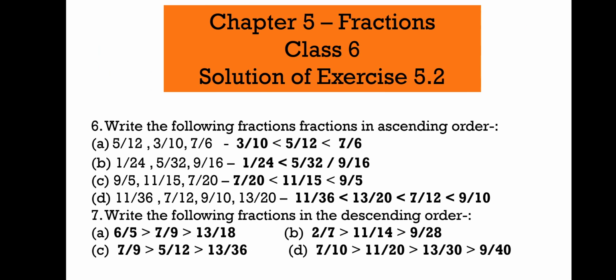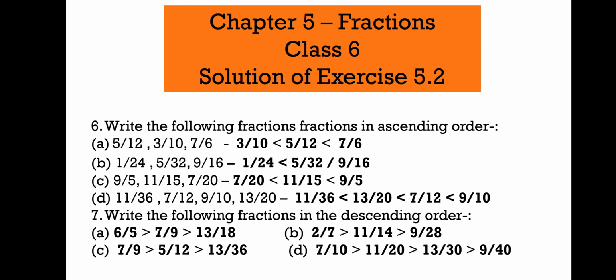Sixth question. Write the following fractions in ascending order. Now 5 upon 12, 3 upon 10, 7 upon 6: 3 upon 10 is less than 5 upon 12 is less than 7 upon 6. Then 1 upon 24, 5 upon 32 and 9 upon 16: 1 upon 24 is less than 5 upon 32 is less than 9 upon 16. So lowest is 1 upon 24. Ascending order is smaller to greater. So 9 upon 5, 11 upon 15, 7 upon 20, that is 7 upon 20 is the smaller. So that is how the order I have given, which is correct.